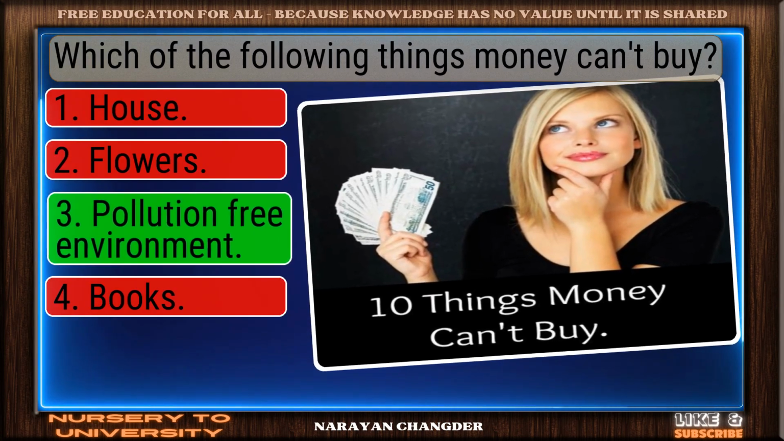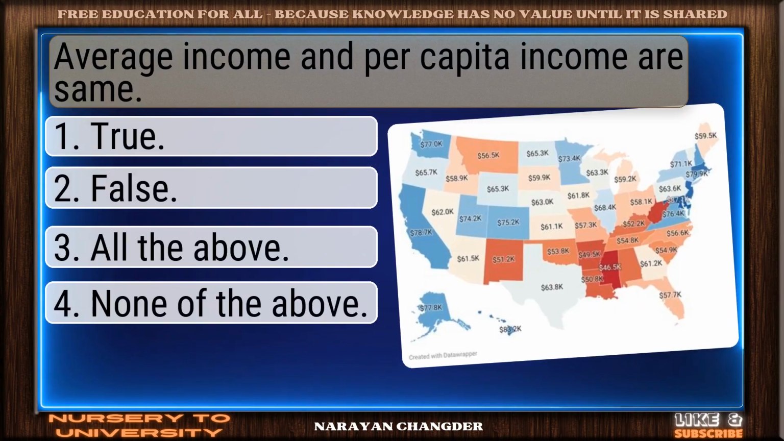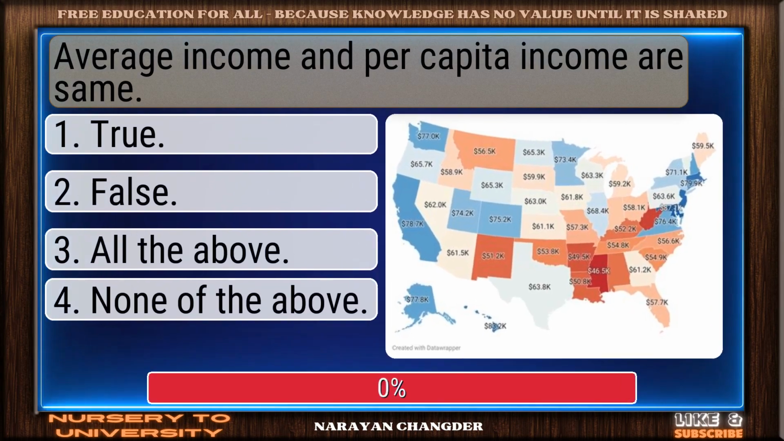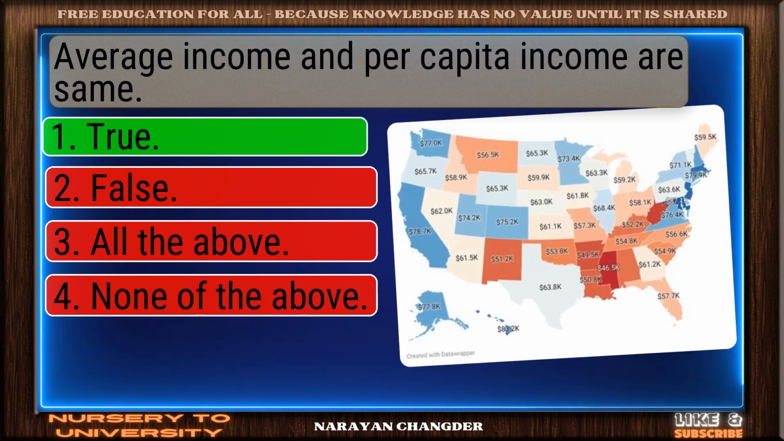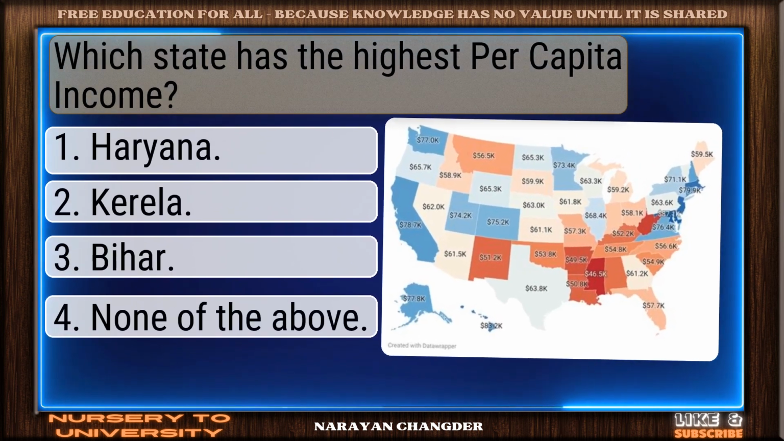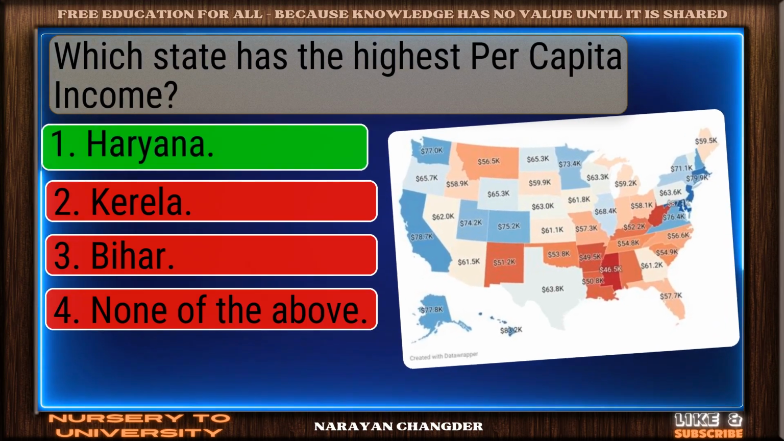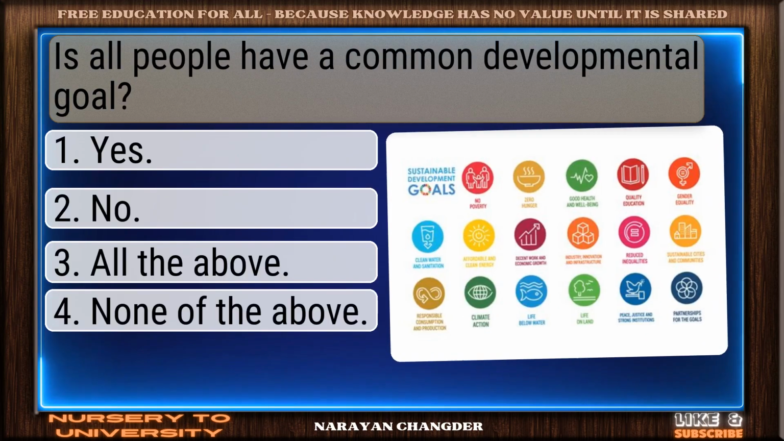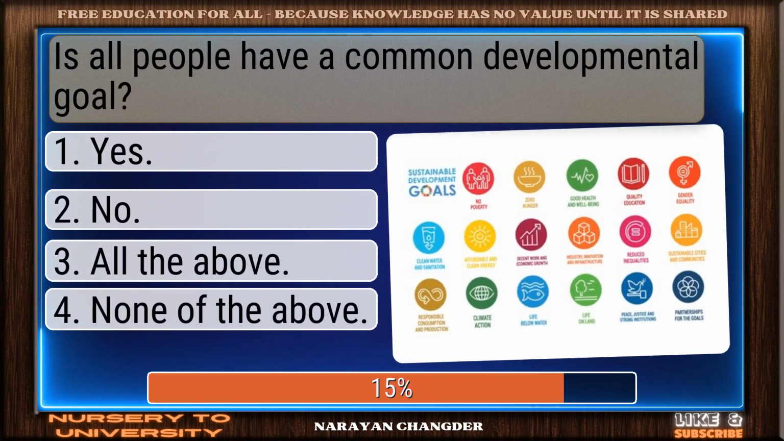On track. Pollution-free environment is correct. Average income and per capita income are same. Well done. True is right. Which state has the highest per capita income? Excellent choice. Haryana is right. Do all people have a common developmental goal?